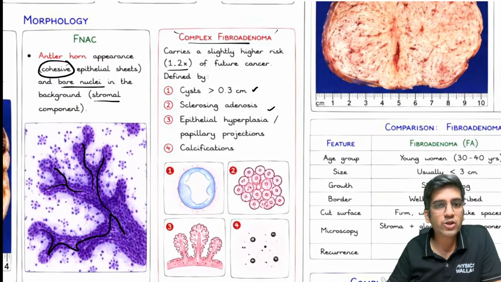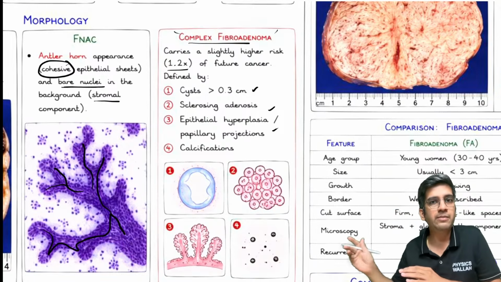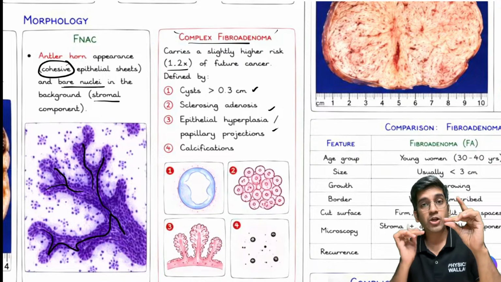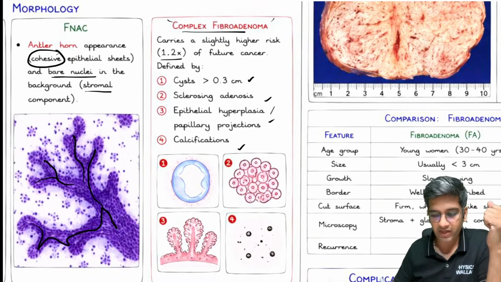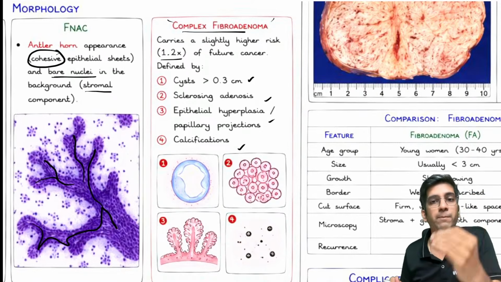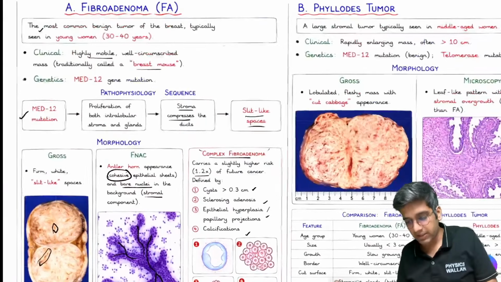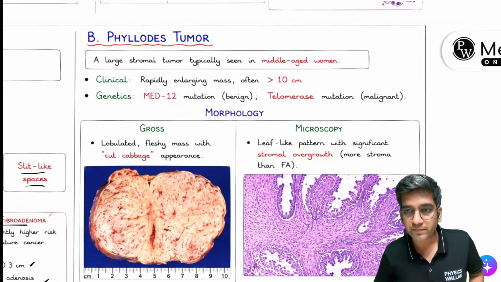Or if there is sclerosing adenosis, or if you have epithelial hyperplasias, this epithelium is generally not hyperplastic, it's compressed, that's all. I'll have more glands, but not more layers of epithelium, normally. Epithelial hyperplasia, calcification, all these suggest complex features. These patients should be kept on follow-up. Don't scare the patient that they'll have cancer, but it's very wise for us to keep the patient on follow-up.